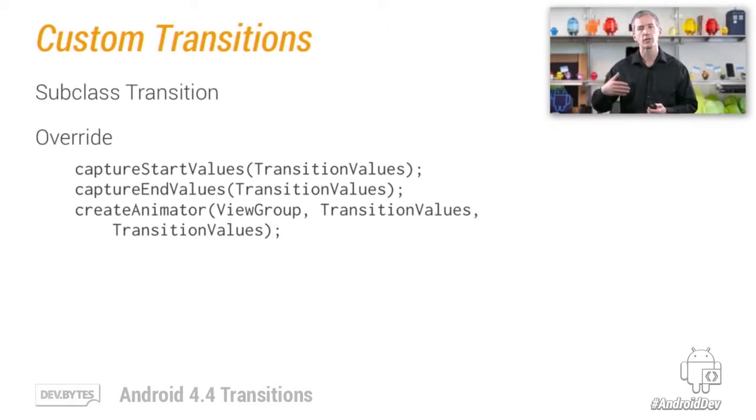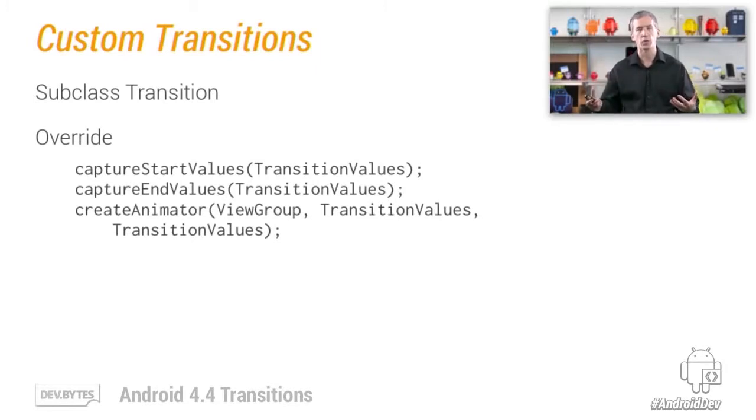You would simply subclass the transition class itself, and then you override the 3 methods that do what it is you want to do. There's 2 capture methods. One captures the values at the start when the application code said, okay, I'm ready to do a transition. That's the point at which you would get a call to your capture start values method. And you would go ahead and just read from the view objects anything you wanted that affected your transition. So you could read the layout position, for example, or the visibility information that you care about.